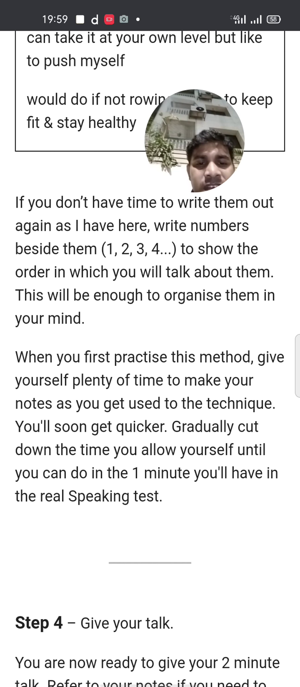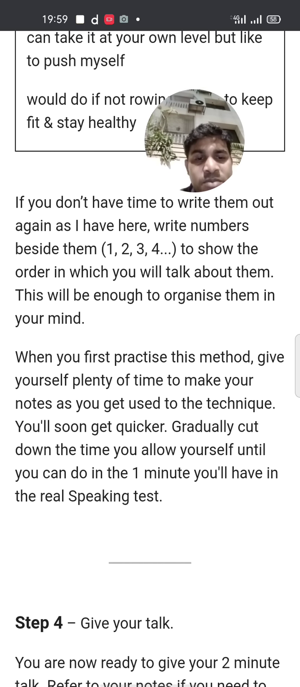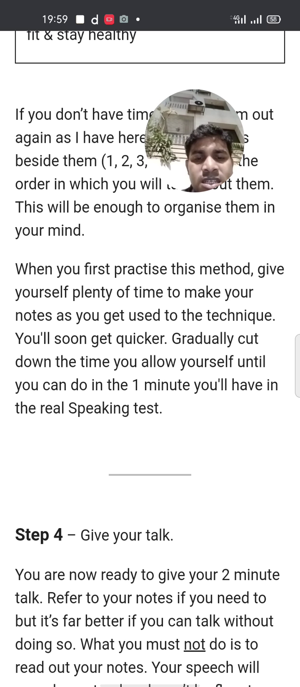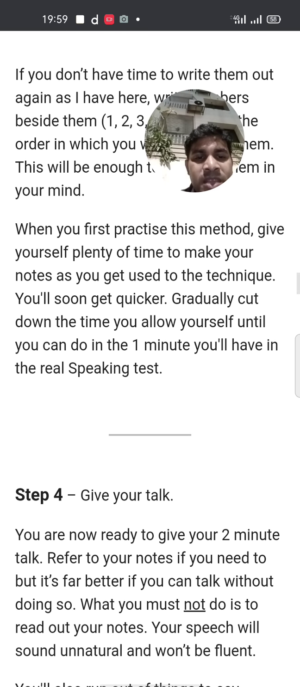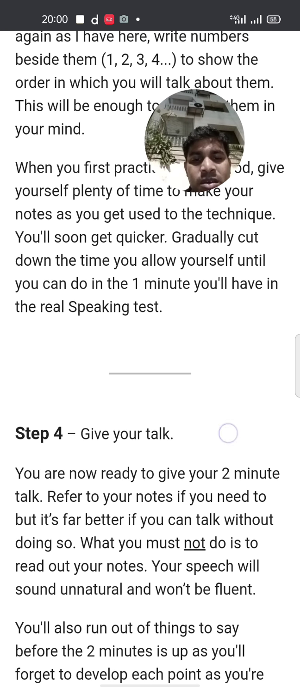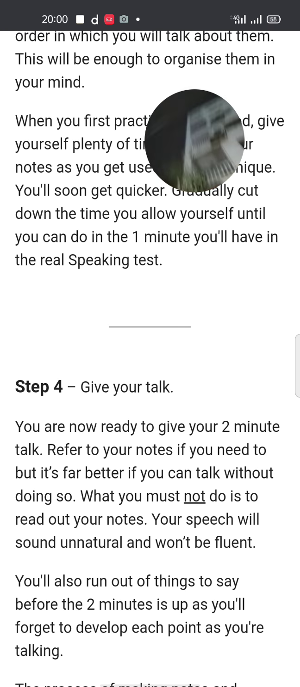When you first practice this method, give yourself plenty of time to make your notes. As you get used to the technique, you will soon get quicker. Gradually means quickly. Cut down the time you allow yourself until you can do it in the 1 minute you will have in the real speaking test. Okay, I got it.